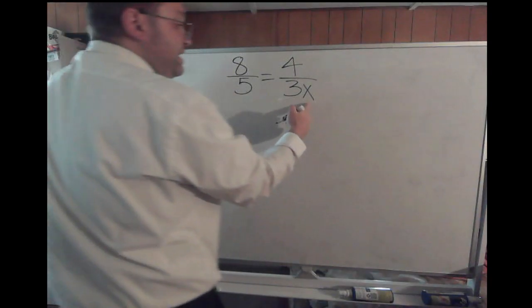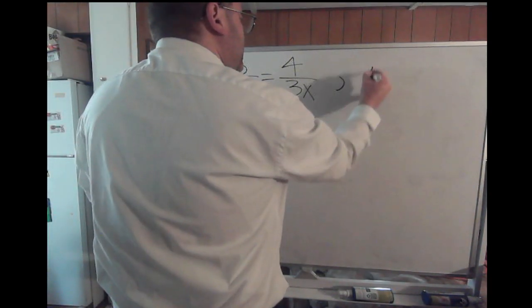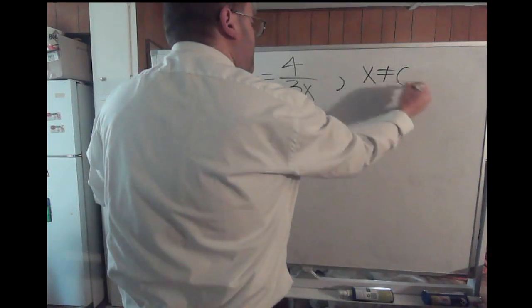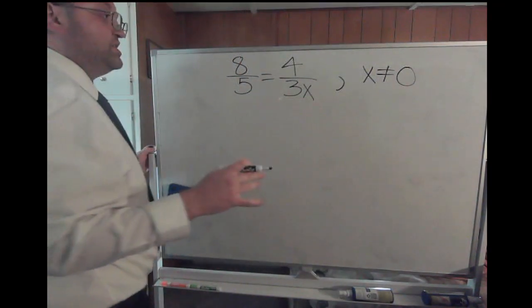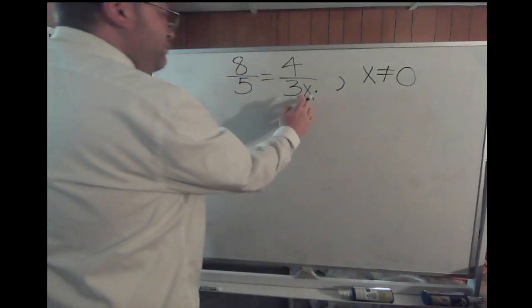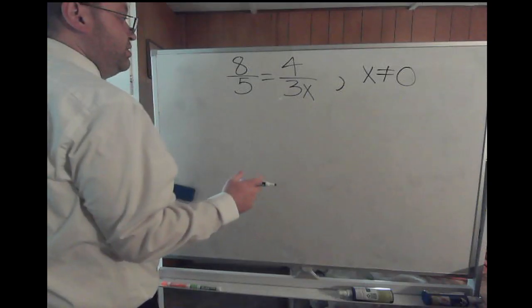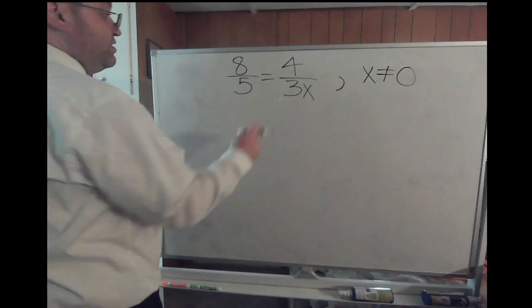So if you take 3x set equal to 0, x would be equal to 0. So x cannot equal 0. So if we get x equals 0, we have to throw that result out, because that would make the original proportion undefined. But let's go ahead and take the cross products.